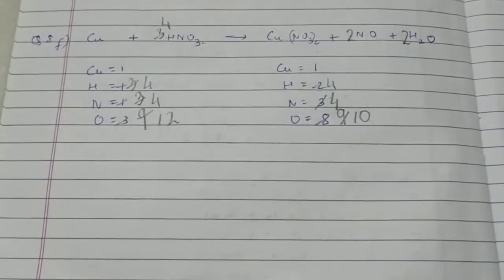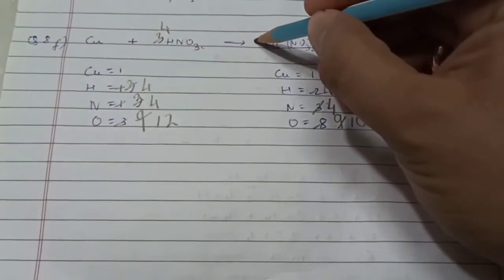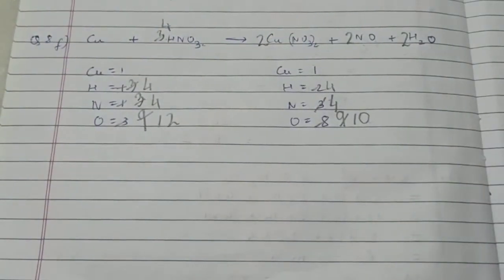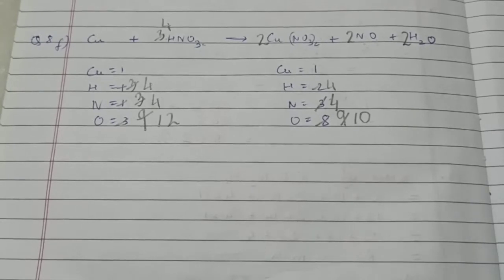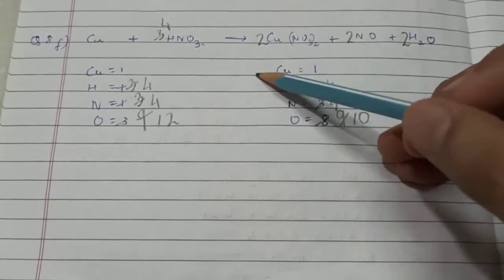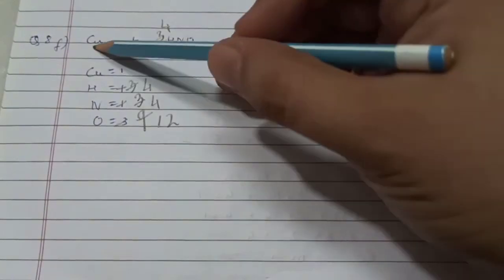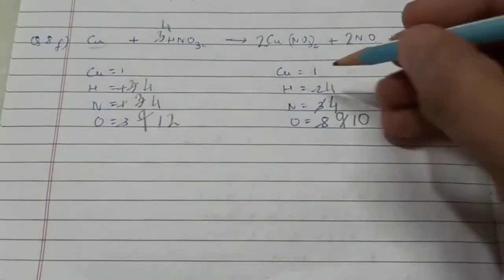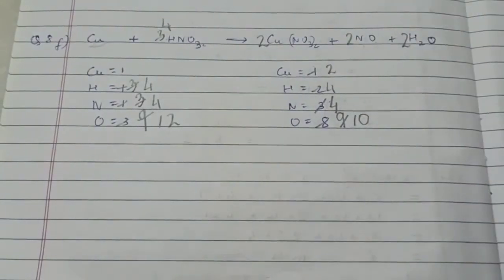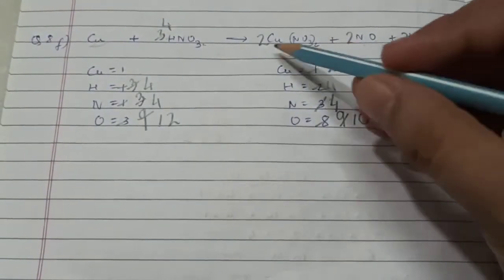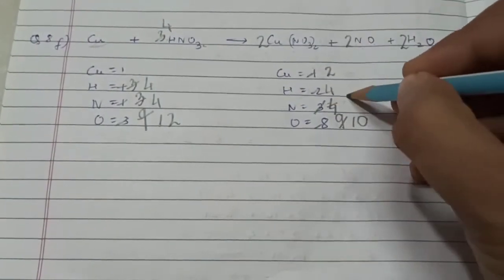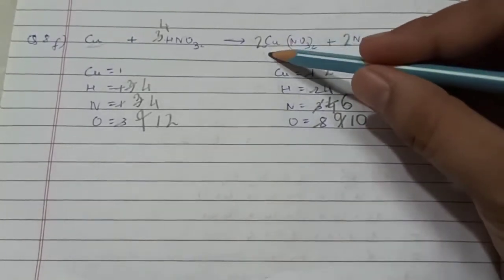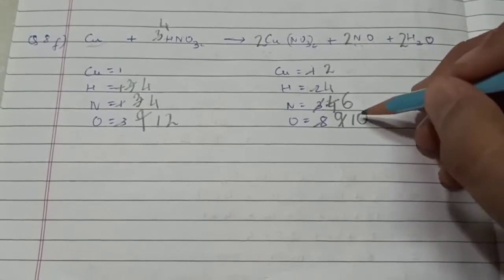So what we'll do is we'll try to increase this first of all, because that way we will be able to increase nitrogen, oxygen, both. And increasing copper is okay because we can always increase copper to whatever we want easily. So copper becomes 2, yes. Now the nitrogen becomes 2 into 2, 4 plus 2, 6. And oxygen becomes 3 into 2, 6 into 2, 12 plus 2, 14 plus 2, 16.